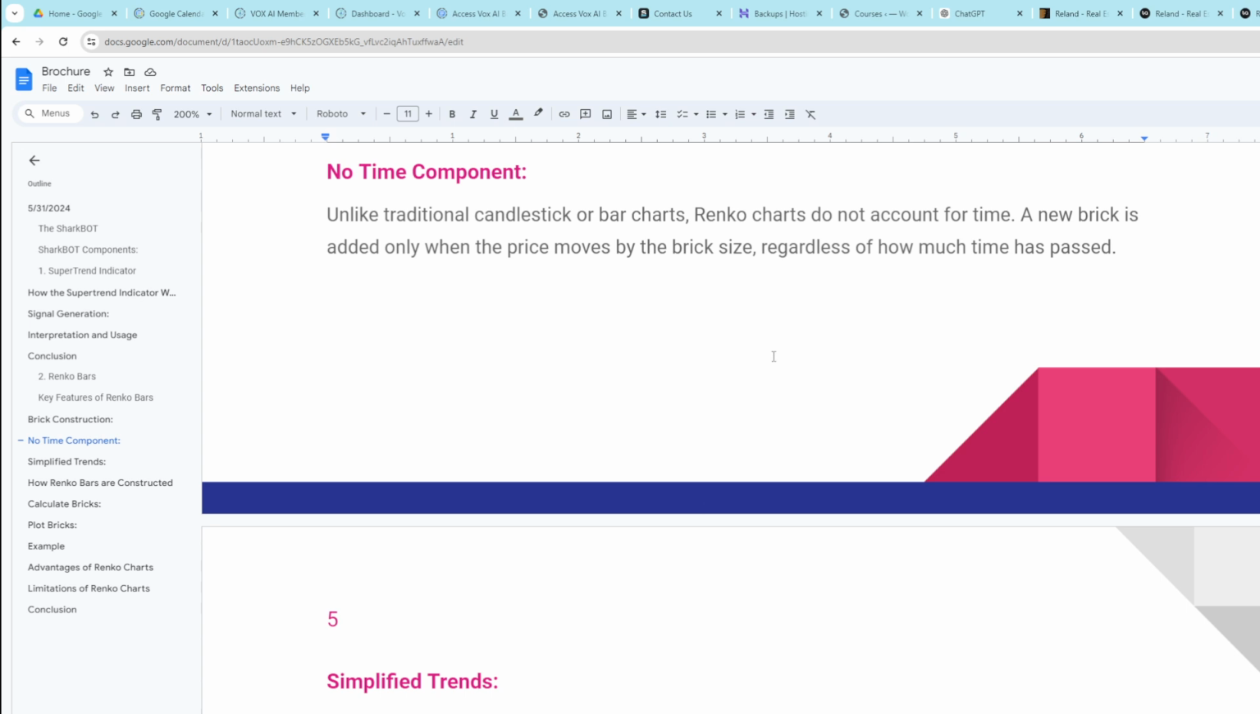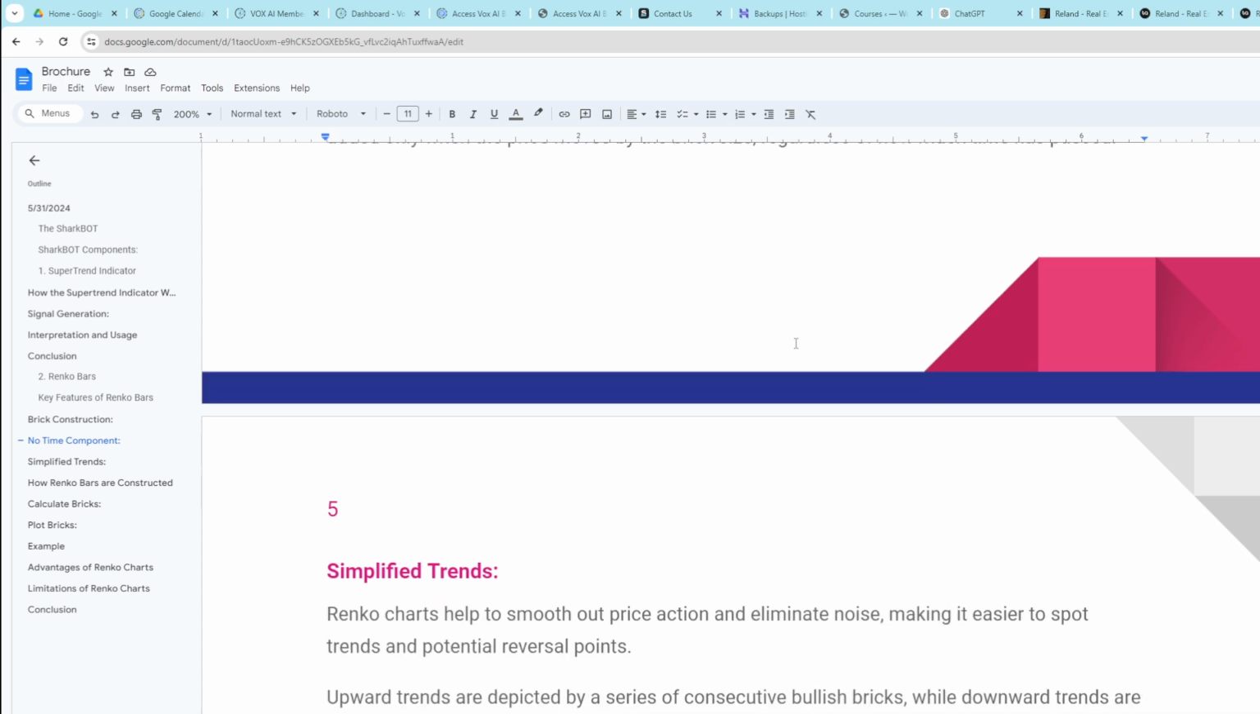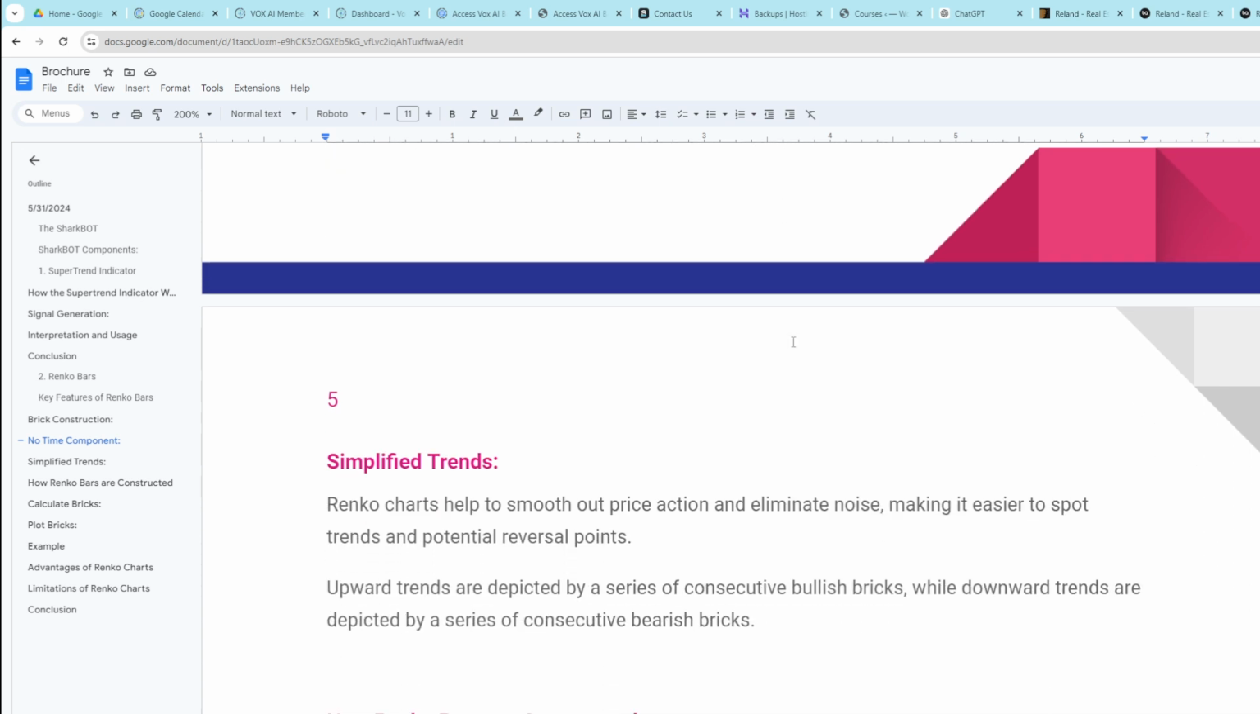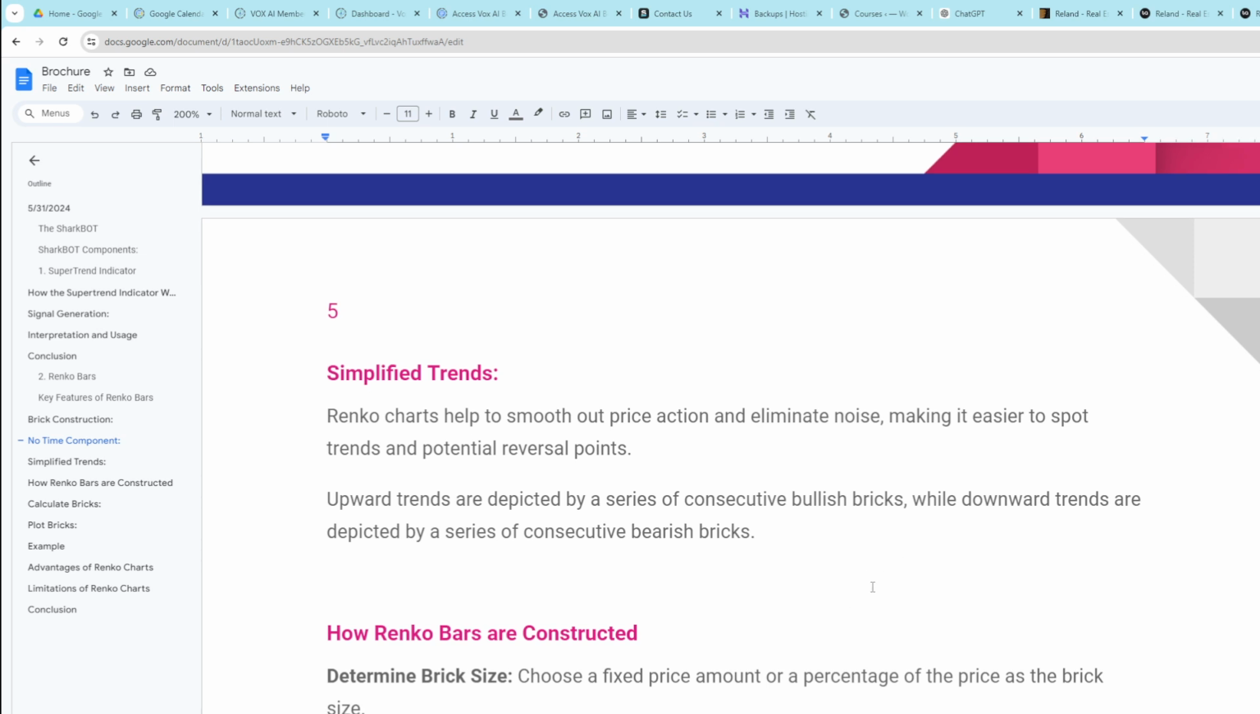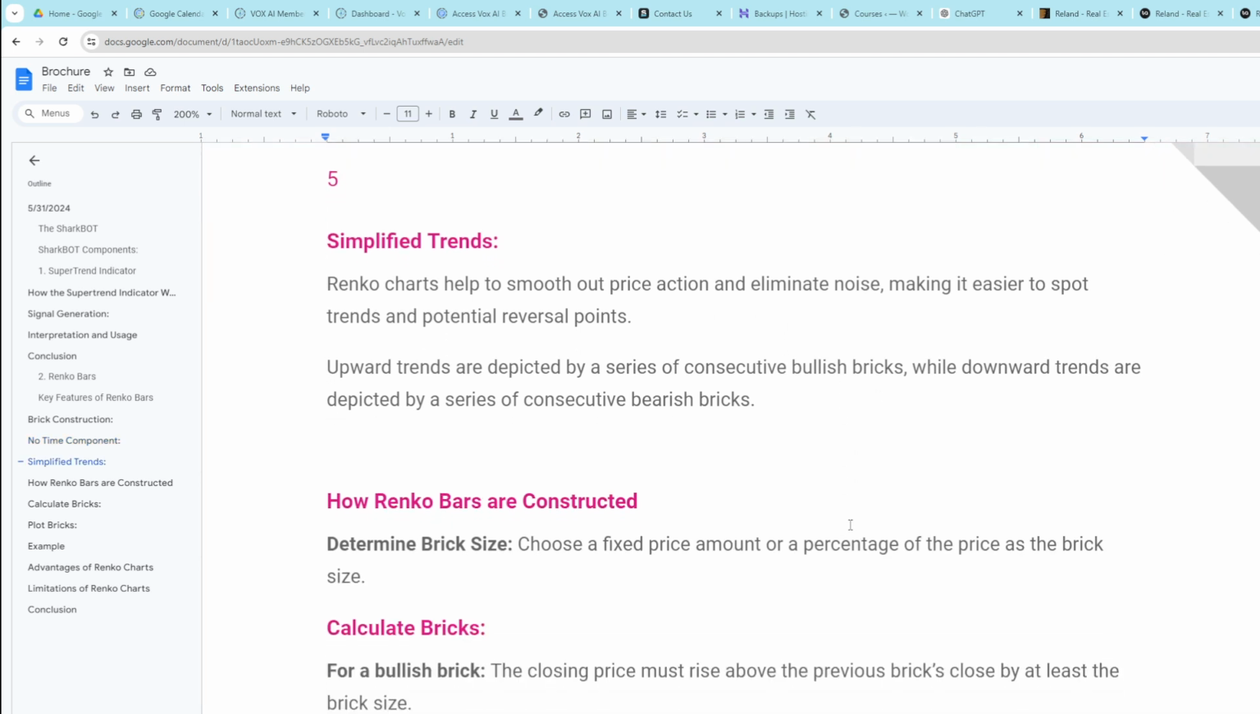But anyways, so regardless of the time, it only moves when price goes above the specified value that we told the candles to print. Simplified trends. Renko charts help to smooth out the price action and eliminate noise, making it easy to spot trends and potential reversal points. Upward trends are identified by a series of consecutive bullish bricks, while downward trends are identified by a series of consecutive bearish bricks.